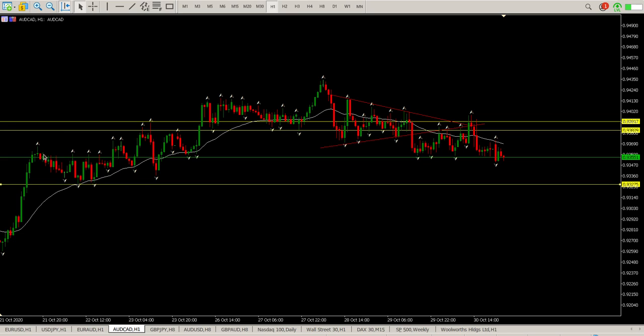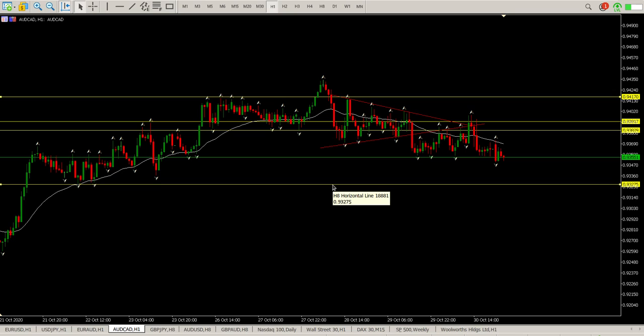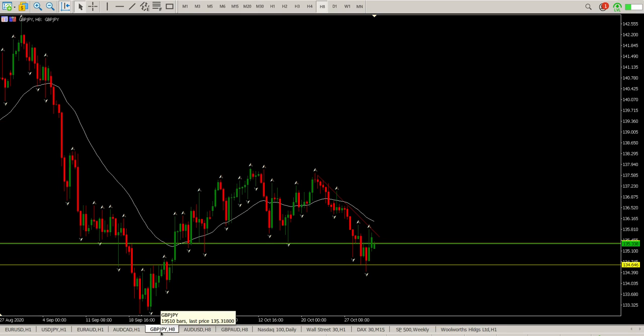We do have some support here, an area of support that we're bouncing around with, and when we're going sideways like this, sideways, a little bit up, sideways, sideways, sideways, it's going to continue. You're going to have to actually extend your levels pretty far. So you're going to want to be below 0.93275 or above 0.94170 before you start looking at anything here again.